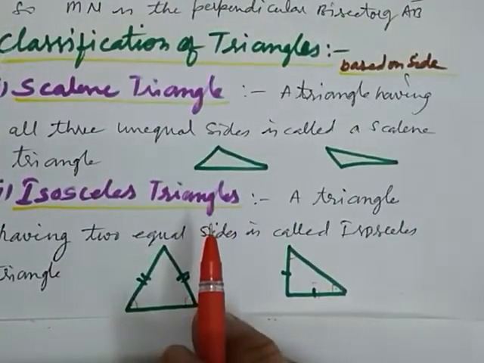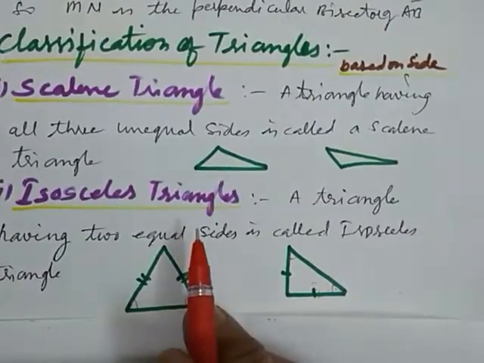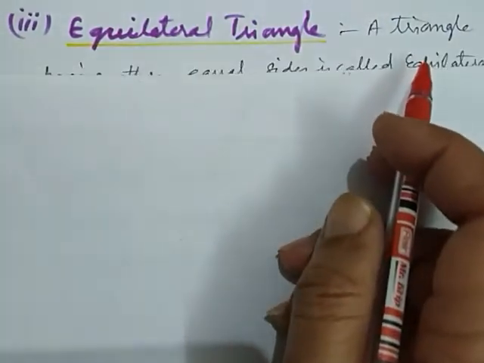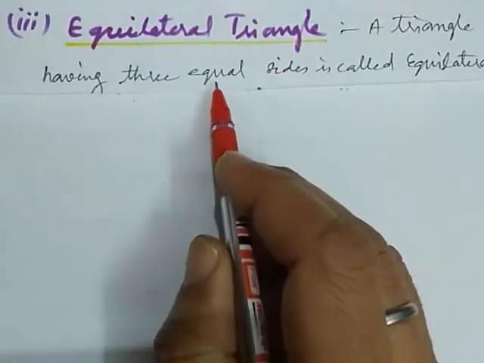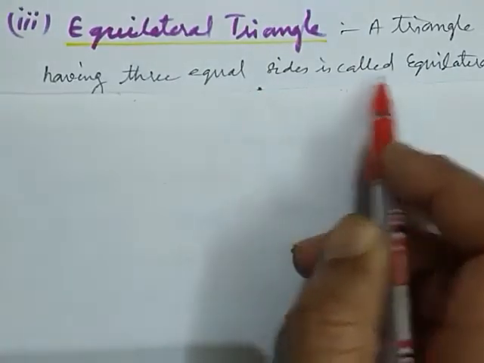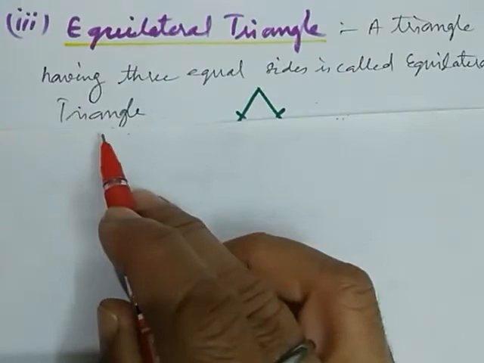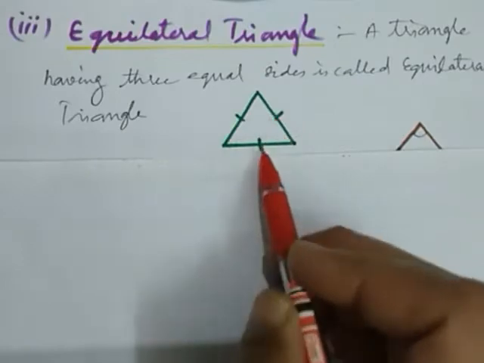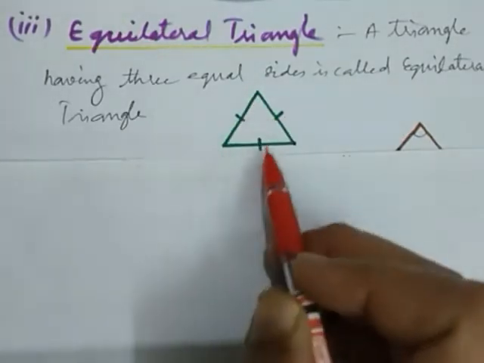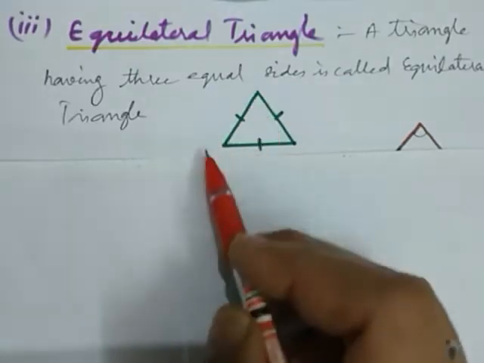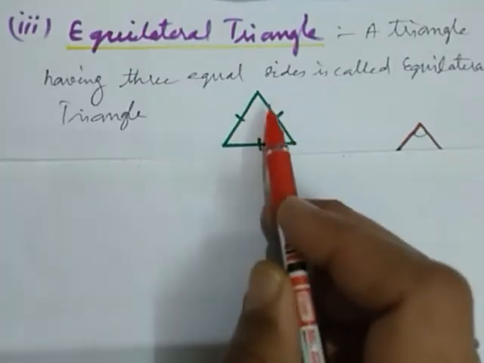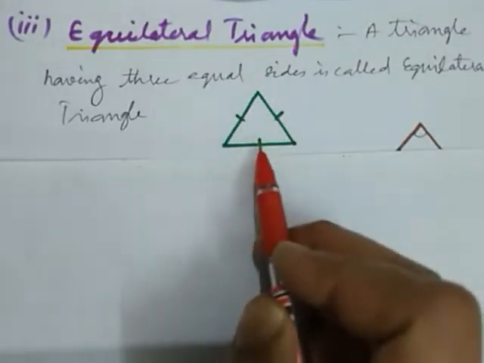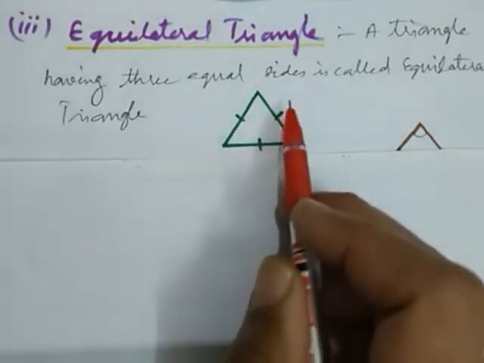Now we learn the third triangle. Equilateral triangle. A triangle having three equal sides is called an equilateral triangle. Like this. In this figure, all three sides of this triangle are equal. So this triangle is known as an equilateral triangle. Lateral means side and all three sides are equal. So the name is equilateral triangle.